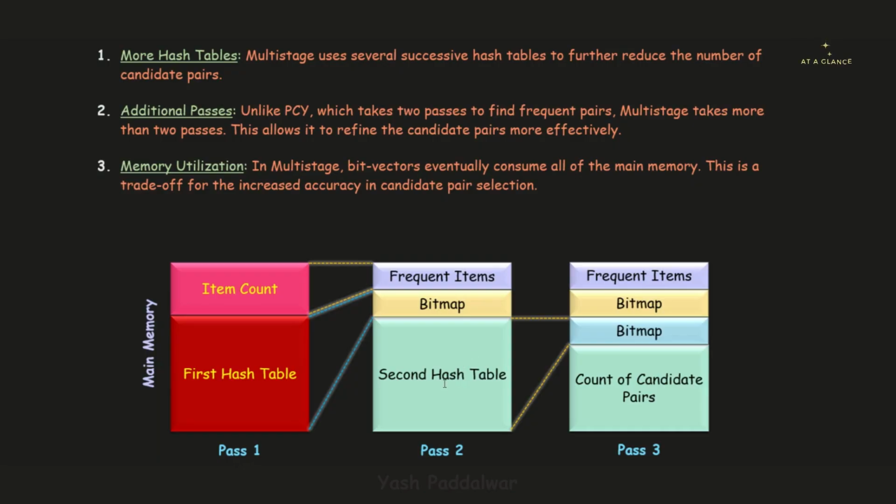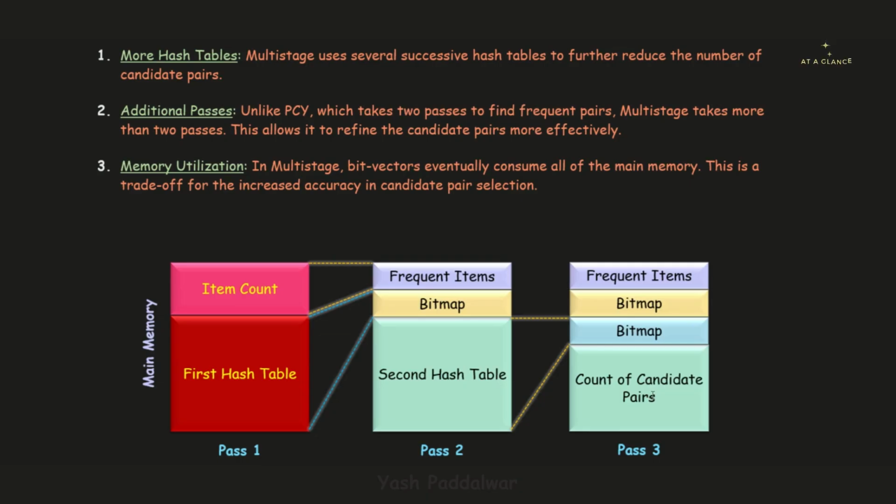Once pass 2 is done, we move to pass 3. In this pass 3, we will have our frequent items, then the bitmap of the first hash table, and we are also going to map the second hash table to a bitmap. So there will be in all two bitmaps, and these bitmaps will contain the history of the candidate pairs extracted from the previous two passes. And then finally, we count the candidate pairs which are actually frequent. And trust me, this set of candidate pairs will have the minimum number of false positives.